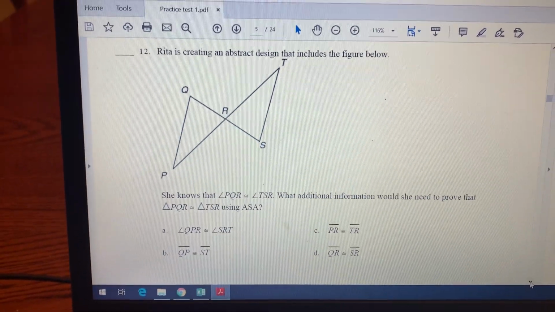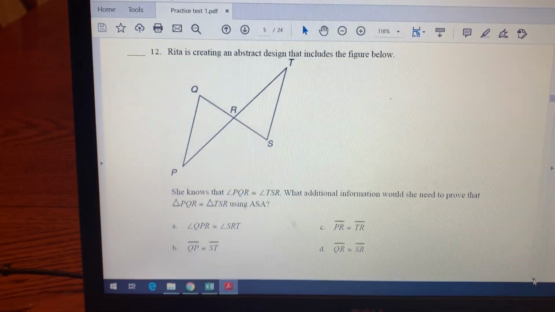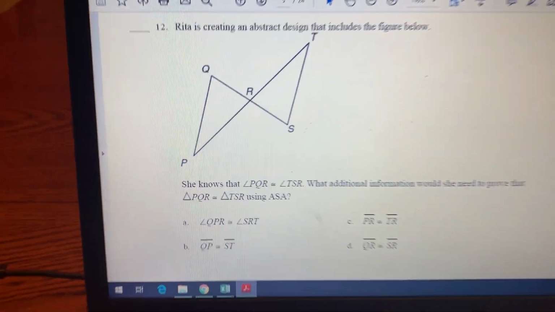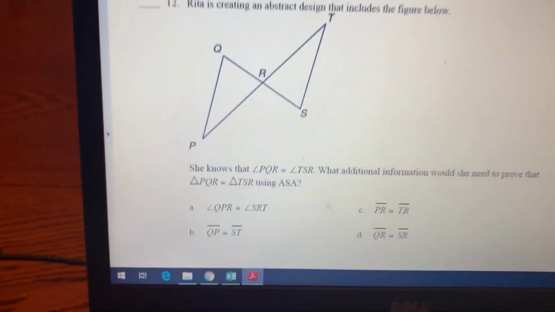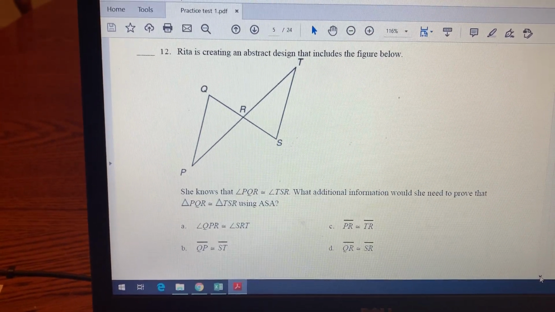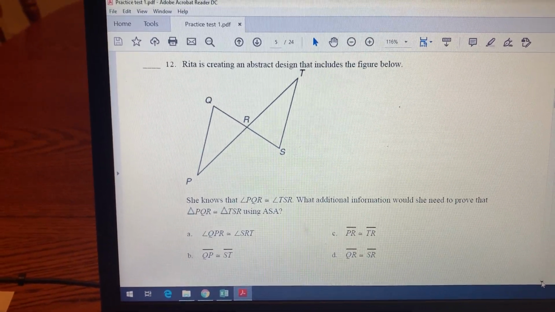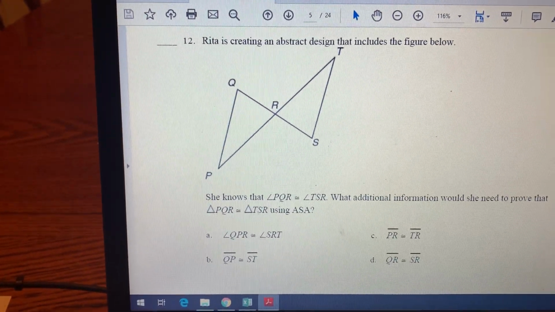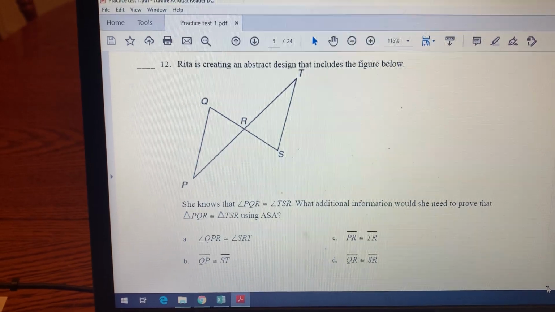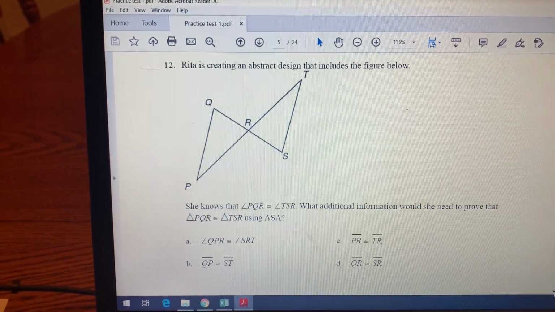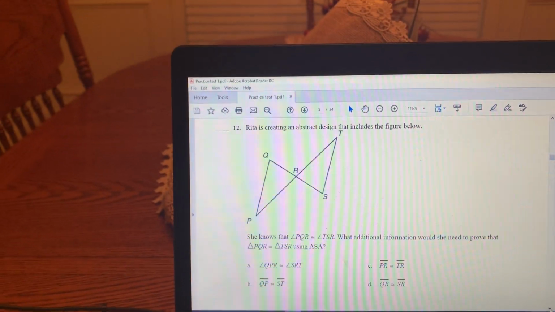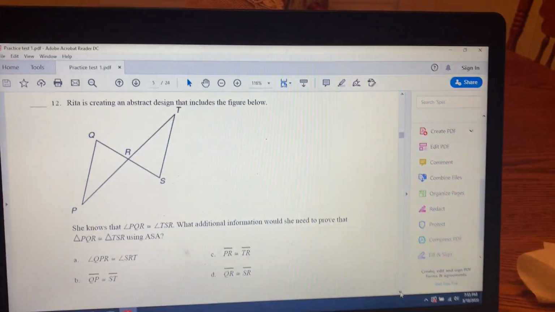problem number 12. Rita is creating an abstract design that includes the figure below. She wants to prove angle PQR is congruent to TSR. She knows that those angles are congruent. What additional information would she need to prove that PQR is congruent to TSR using angle, side, angle? So, let me draw that on the board. Give me just a second.